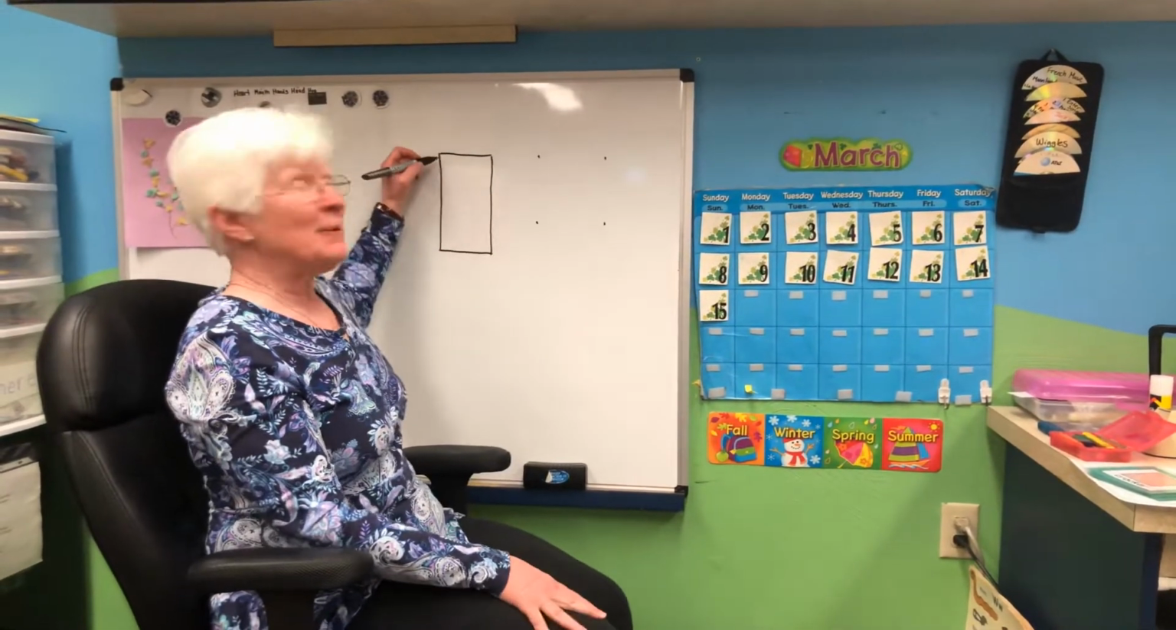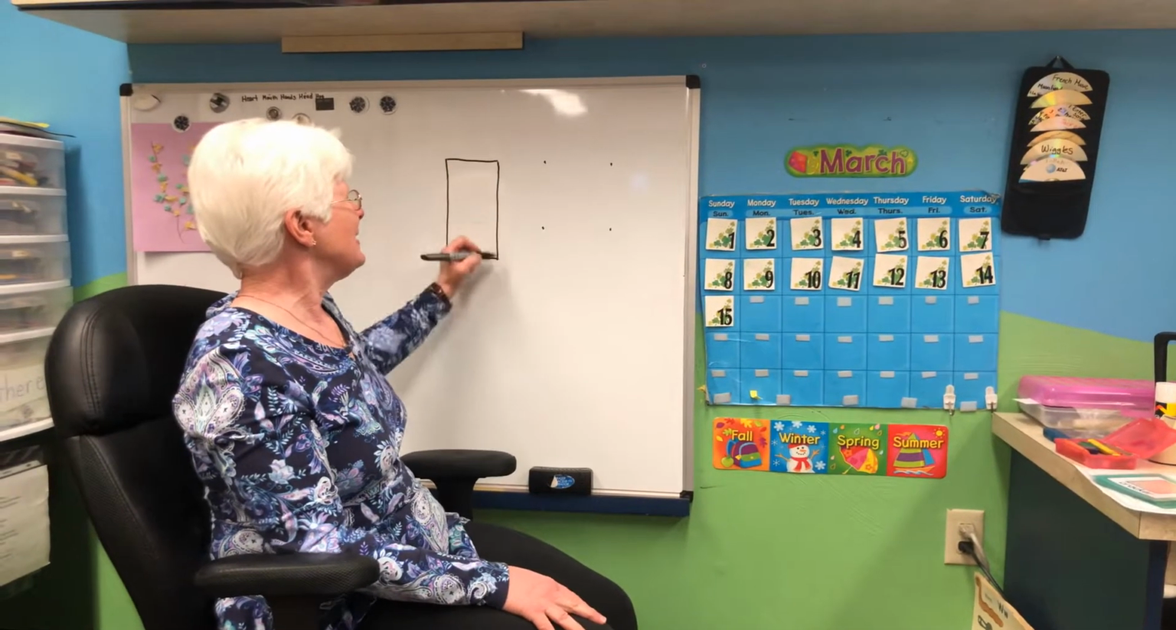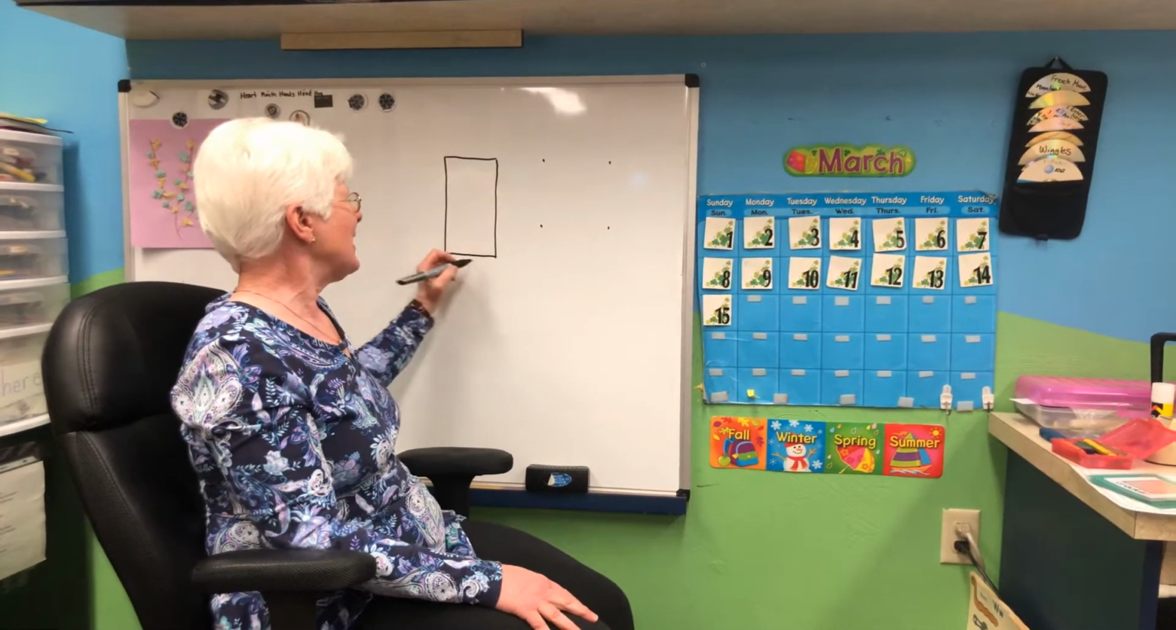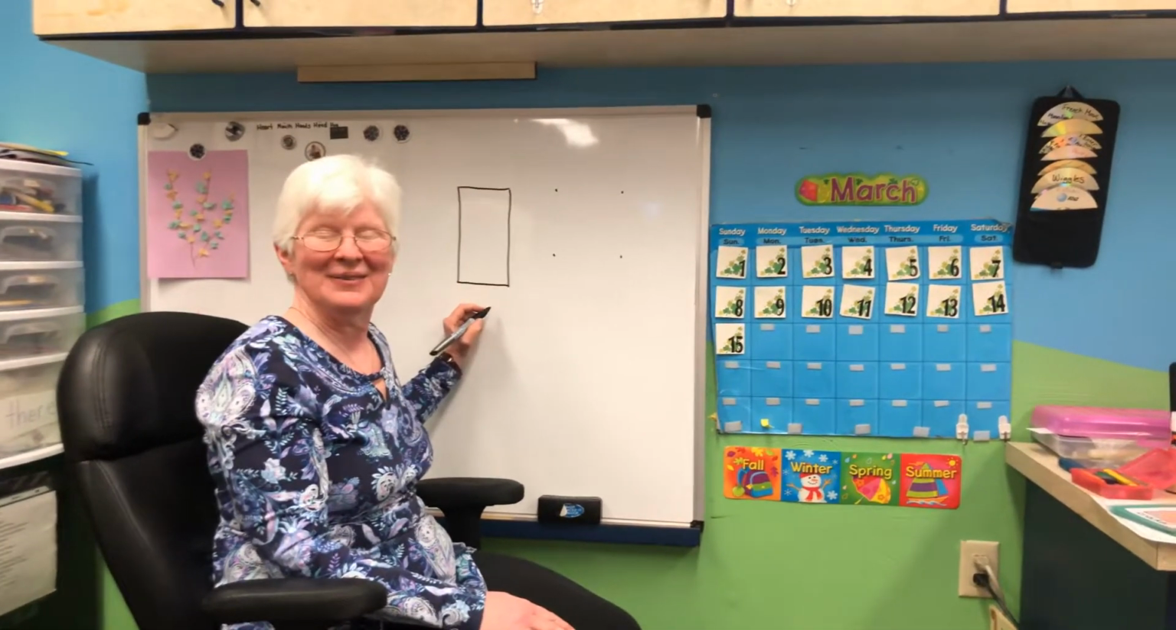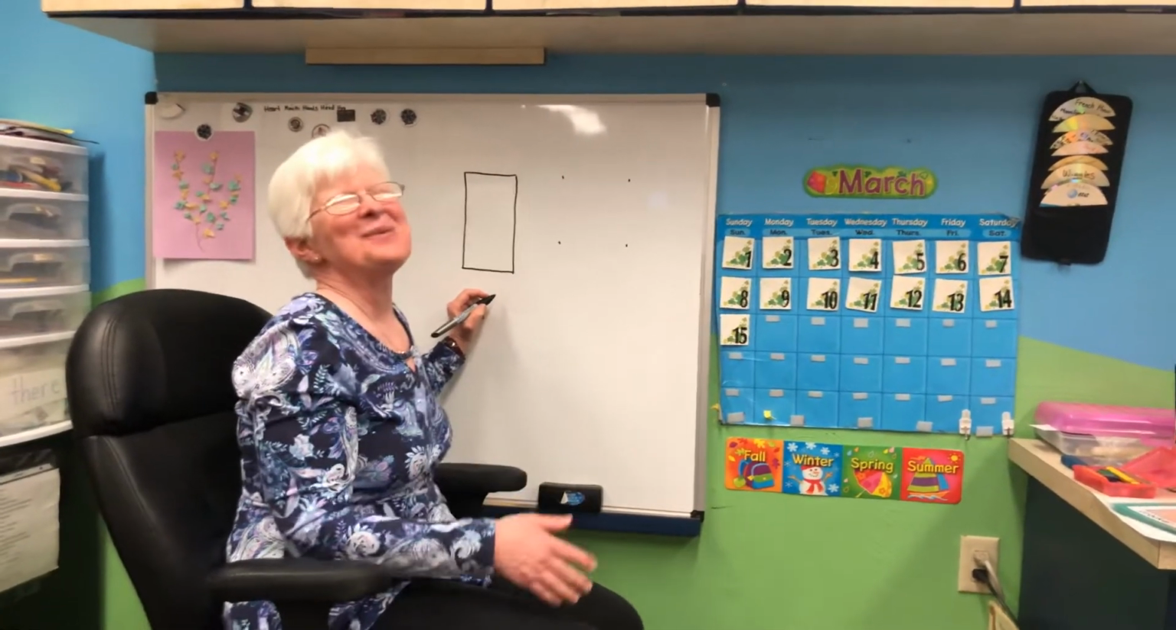Hi friends, on Monday we learned about this shape. It has two long sides and two short sides. It has four corners. Do you remember what it was called? You're right, it's a rectangle.